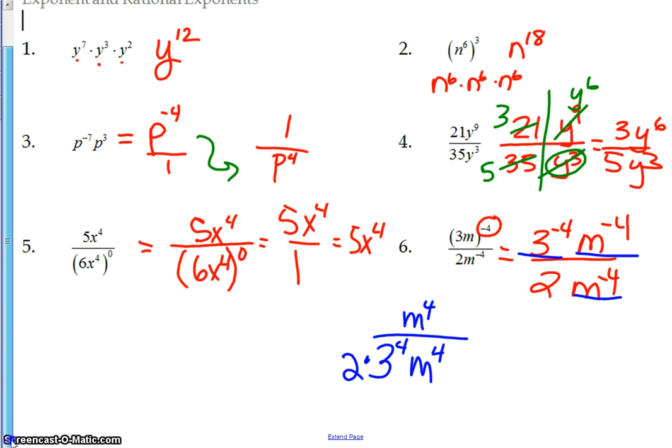Then I'd see, okay, what can I reduce? I can reduce these two m to the 4ths, and I need to take 2 times 3 to the 4th. 3 to the 4th is 81. Multiply that by 2 and we get 162.